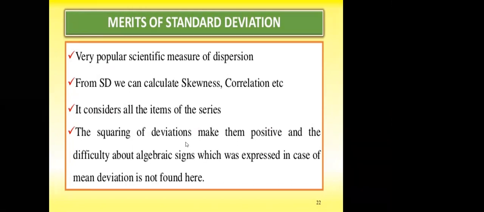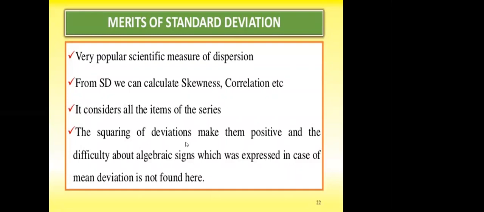After this, first of all we discuss the merits of standard deviation. It is the most popular scientific measure of dispersion. From the standard deviation we can calculate skewness, correlation, and so on. It is rightly defined and based on all observations, considering all the items of the series. It is capable of being treated mathematically; for example, if the standard deviations of a number of groups are known, their combined standard deviation can be computed. It is not much affected by fluctuations of sampling, and therefore widely used in sampling theory and tests of significance.